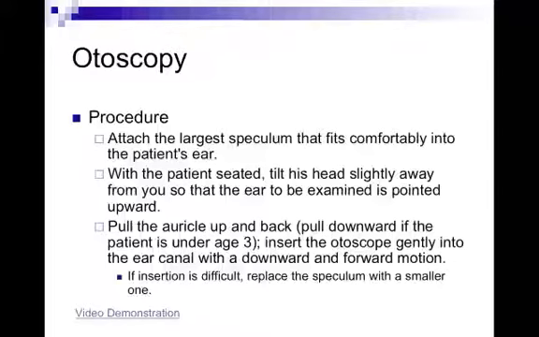And for adults, we pull the ear up and backwards. Again, the intention is to straighten the first of the curves of the ear canal, and we can get a better view of the tympanic membrane. As I mentioned earlier, for children, we might have to adapt the procedure by pulling the ear downwards and forwards because their ear canals are shaped differently.